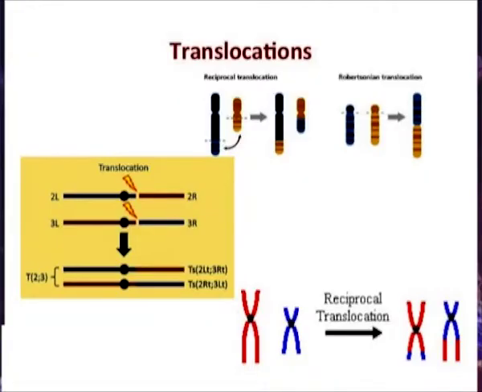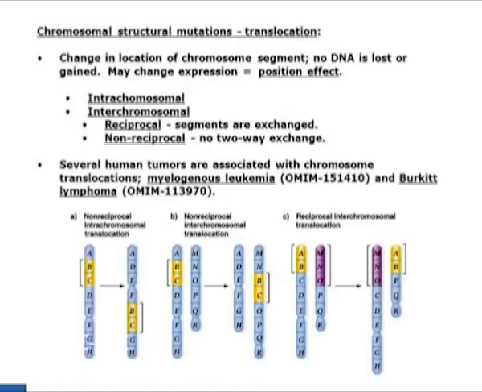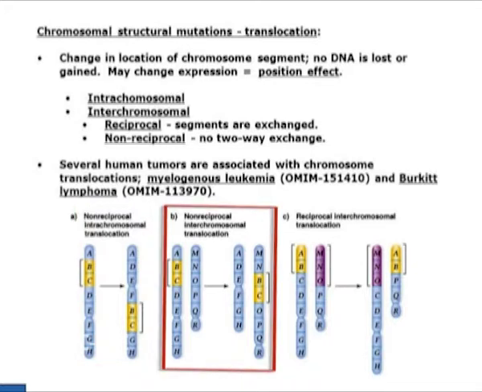Translocations. This is the 4th kind of structural alteration in the chromosome. It is also called a transposition and involves the movement of a segment of a chromosome to a new place in the genome. Translocation may occur within a single chromosome, intrachromosomal, or between non-homologous chromosomes, interchromosomal.